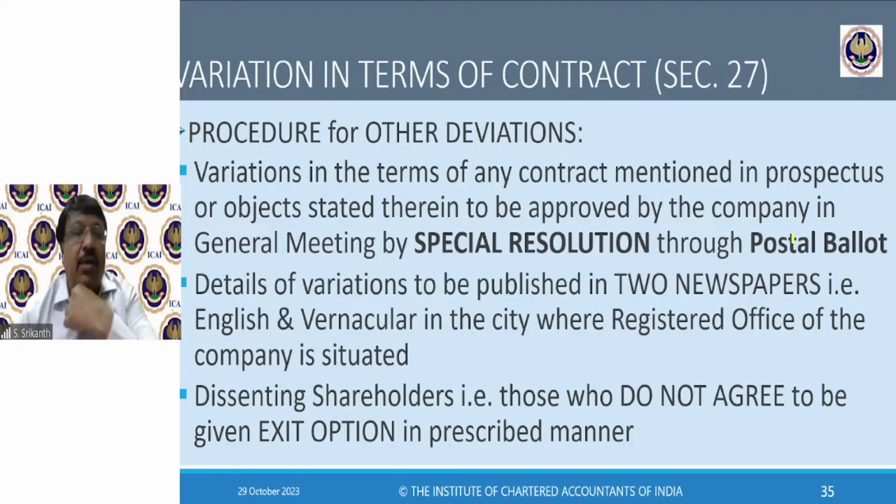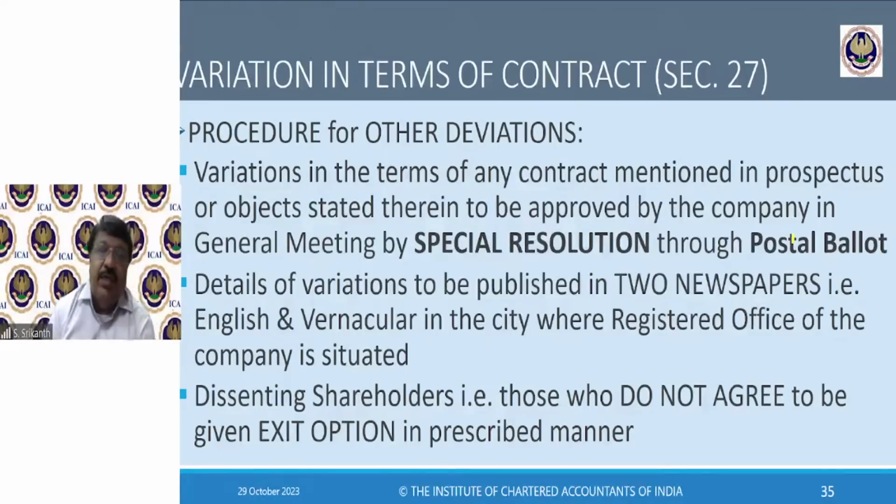Okay. Details of variation to be published in 2 newspapers. There is English and vernacular in the city where registered office of the company is situated. So the idea is, even people who may not see the mail and all, they also will see the newspaper. The idea is to be sure that everybody is aware that there is a variation in the terms.